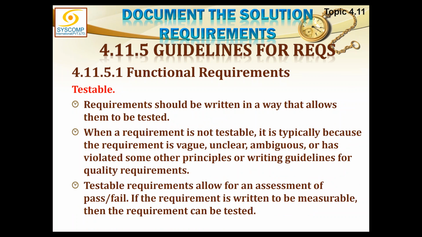Testable. Requirements should be written in a way that allows them to be tested. When a requirement is not testable, it is typically because the requirement is vague, unclear, ambiguous, or has violated some other principle or writing guideline for quality requirements. Testable requirements allow for an assessment of pass-fail. This is a check. If the requirement is written to be measurable, then the requirement can be tested. You see, we are developing a guideline for these requirements. This guideline will be implemented when we are actually doing them. And when they are being done, the project would already be in motion.